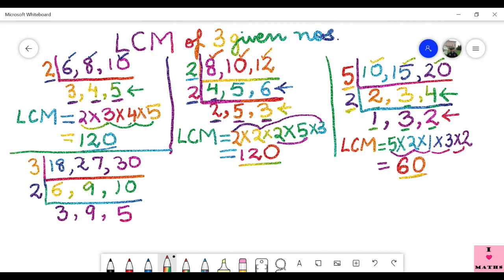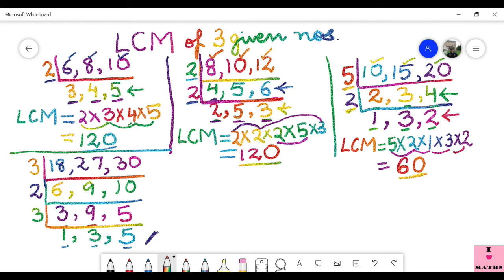Now we have 3, 9 and 5. So children, 3 and 9 both come in the table of 3. Since there are two numbers which come in the table of 3, we will do another step and divide by 3. 3 1s are 3, 3 3s are 9, and 5 we are going to copy as it is. Now children, 3 and 5 and 1 cannot be divided completely by any prime number.